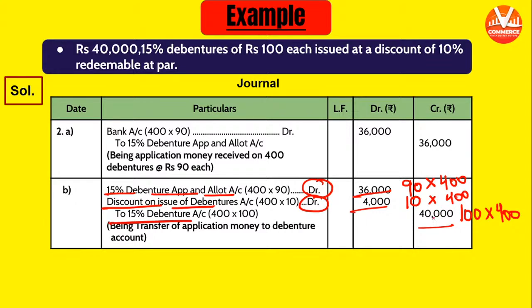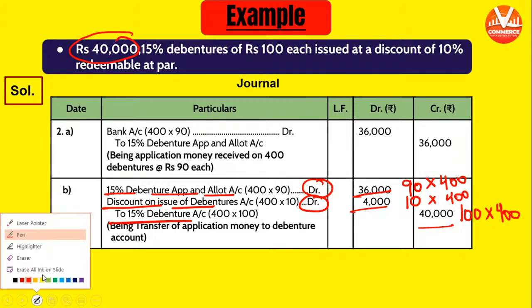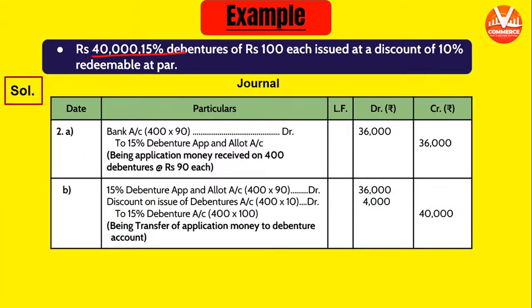Now, most of the students, they make the mistake here because they don't read it as rupees 40,000. They read it as 40,000 debentures. So they will multiply 90 with 40,000. And that will make your entire answer wrong. So always remember that if it is rupees 40,000, then first you have to find out number of debentures.